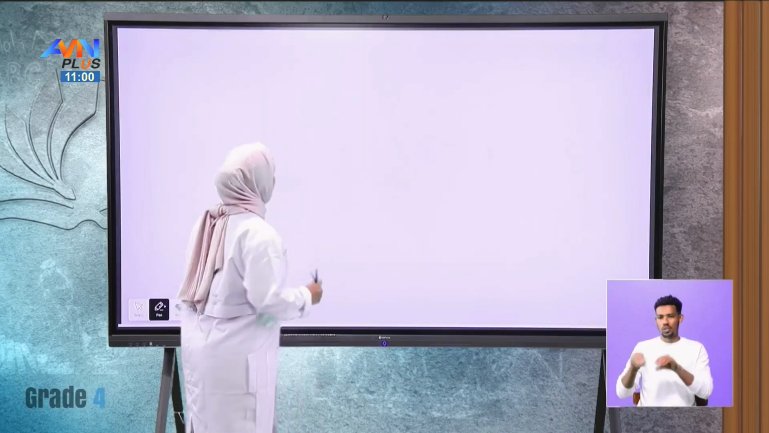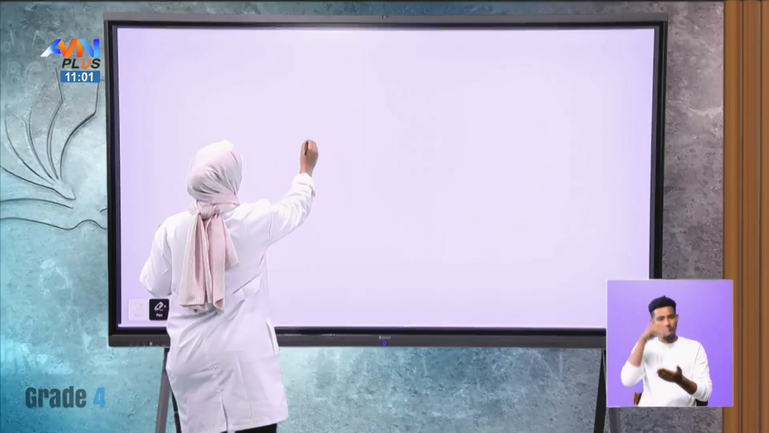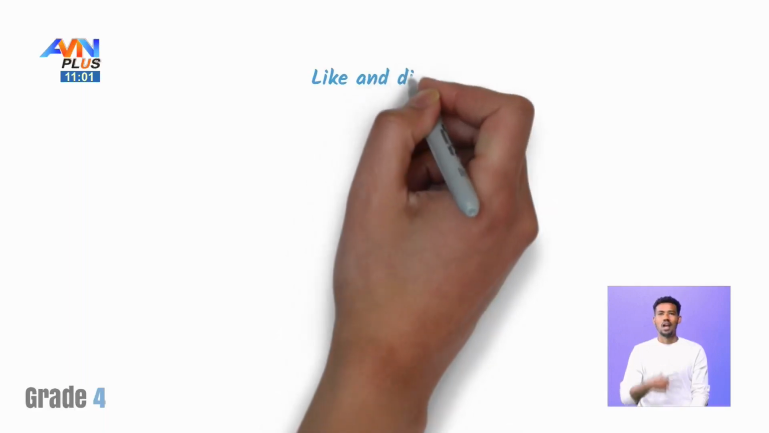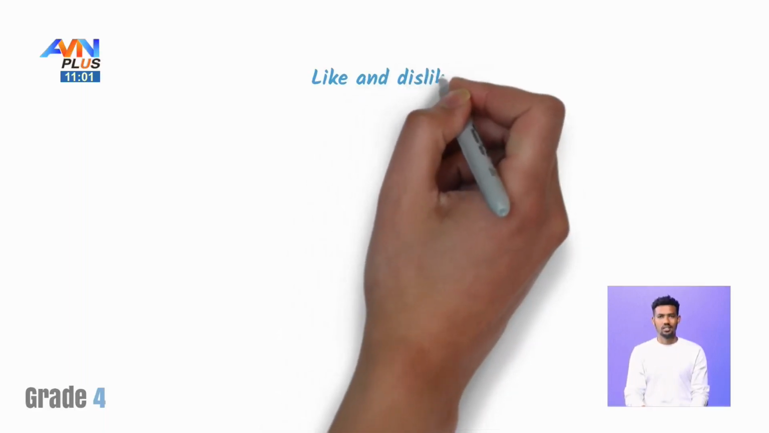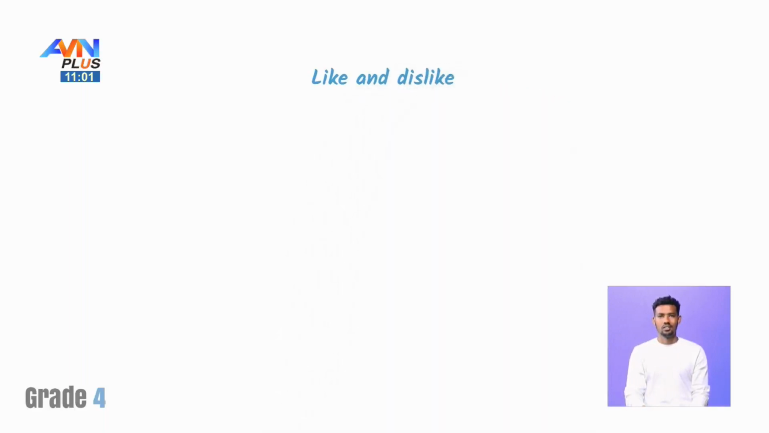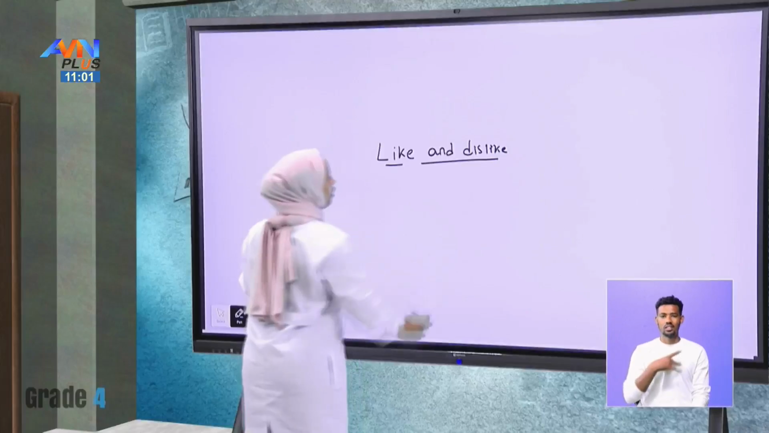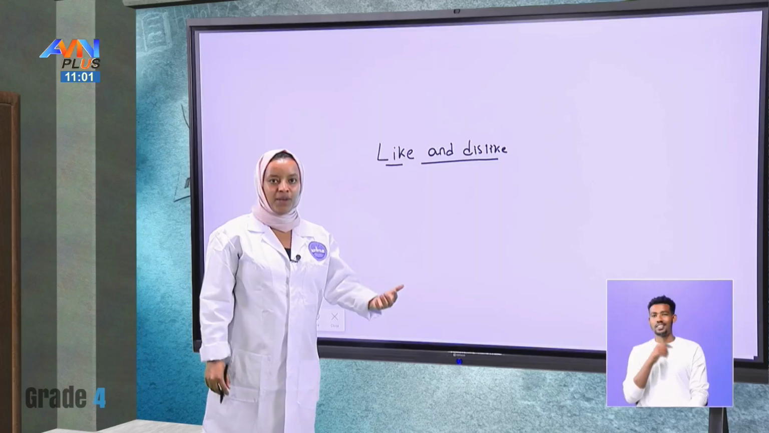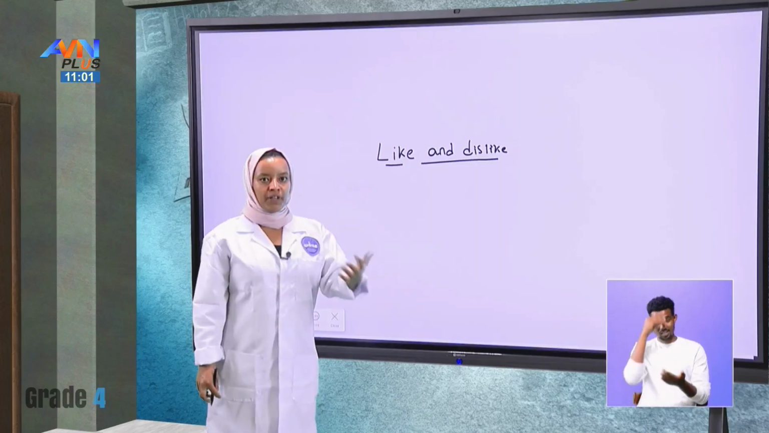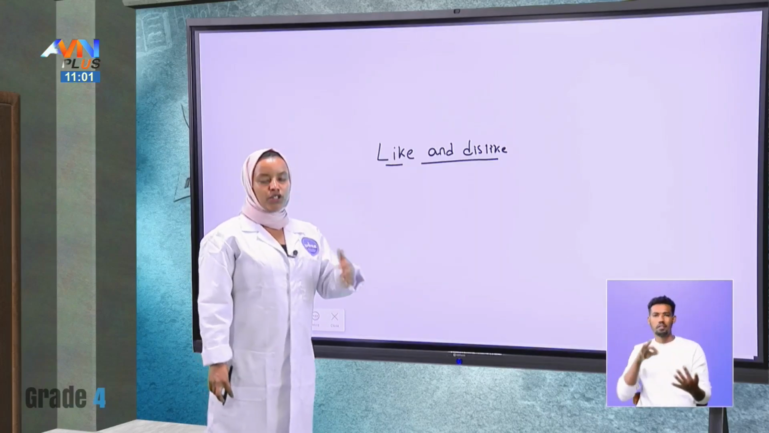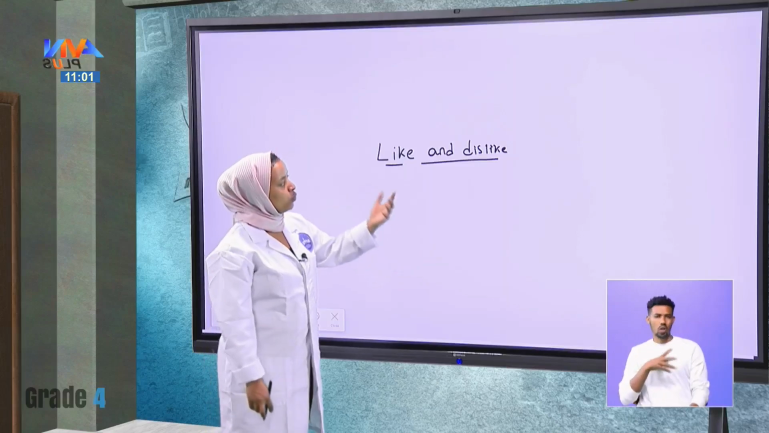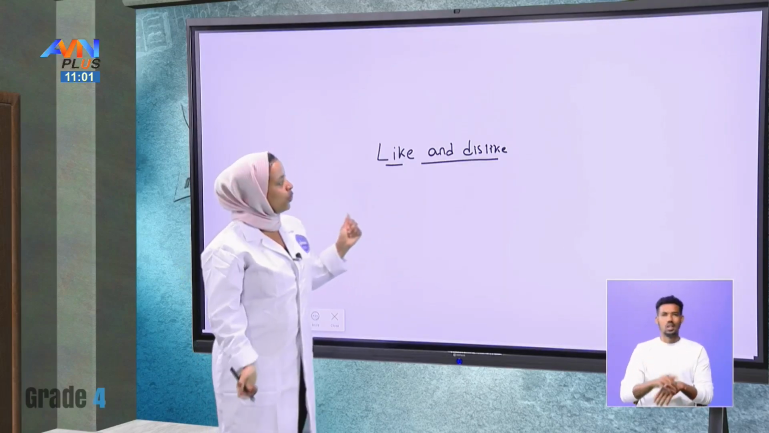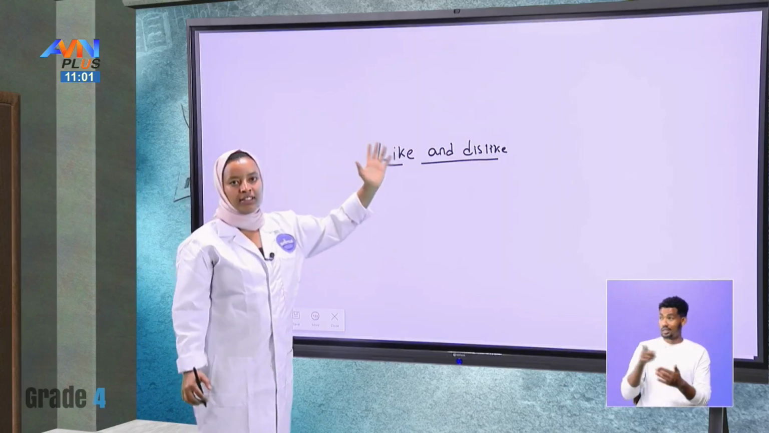Students, last time we learned about like and dislike. When we come to like and dislike, this is a speaking lesson that shows what you prefer, what you like, and what you enjoy. When we come to dislike, it is what you don't want, and also what you hate. So here is the like and dislike lesson.